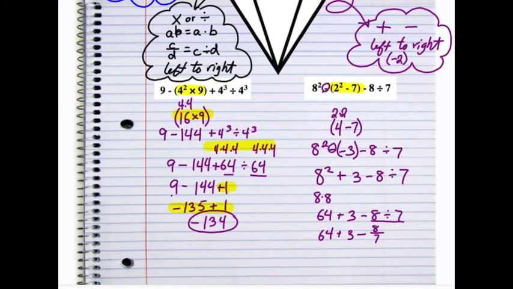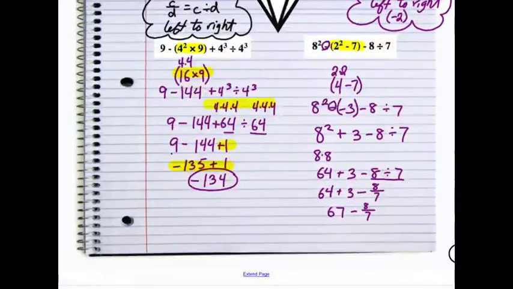This is the last step, which is my addition and subtraction, and I need to do it from left to right. So 64 plus 3 is 67 minus 8 sevenths. I could do two things here. I could think to myself, 8 sevenths is really 1 and 1 seventh. So 67 minus 1 would be 66, and 66 minus 1 seventh would be 65 and 6 sevenths, right? There would be 6 sevenths left over when I remove 1 seventh. So I can do it that way, definitely, because in my brain, this makes perfect sense.